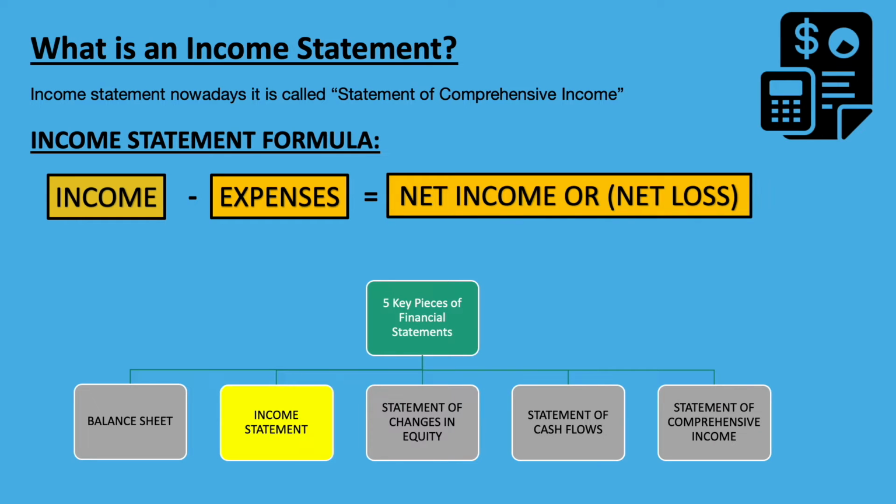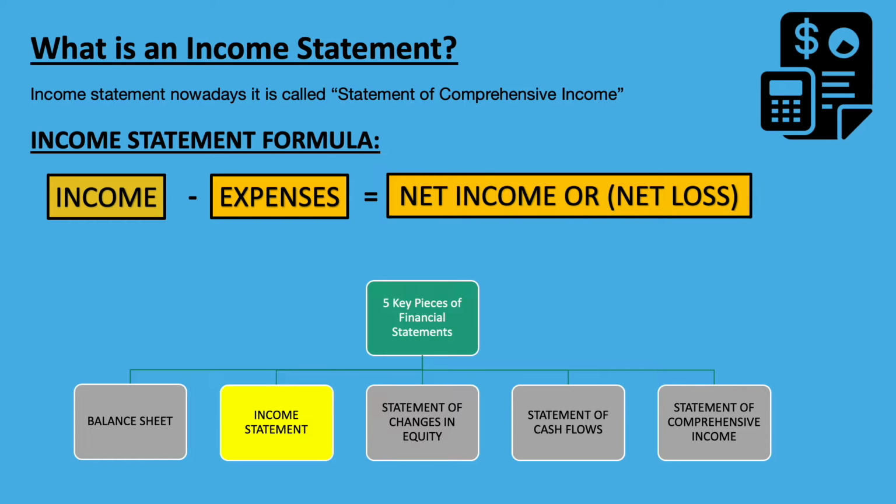The second piece of key financial statement we need to know is called an income statement. If you haven't checked out my previous video on balance sheet, which is another key piece of the financial statement, you can click on the link at the top right hand corner. What is an income statement? Income statement nowadays is called Statement of Comprehensive Income, but as we are used to calling it income statement, we will just use the old name.